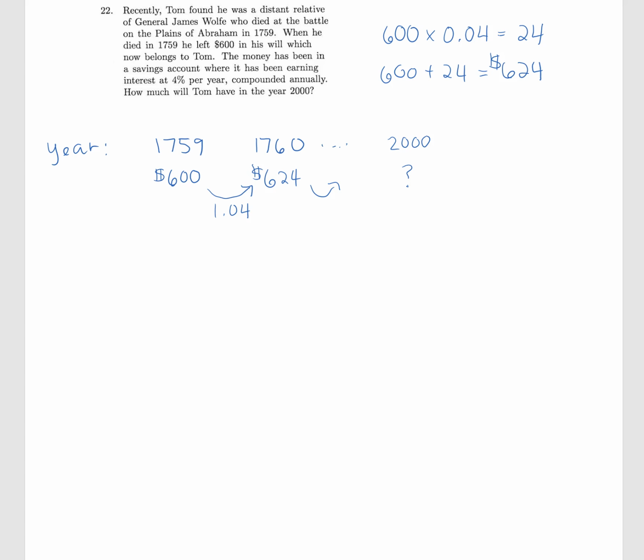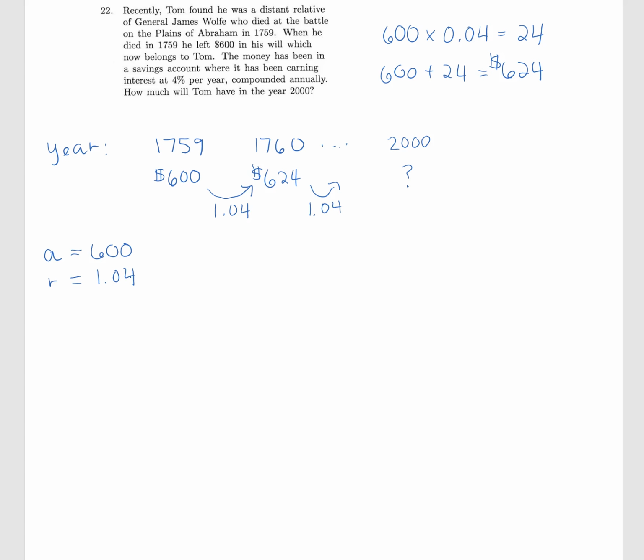And so we can write out some terms that we know from this information. So our first term in a geometric series, which is what we have here, we're multiplying, we have a common ratio each time. So we have a geometric series here, and our first term is 600. And our common ratio is 1.04. And we want to know what the term in our sequence is when the year's 2000.